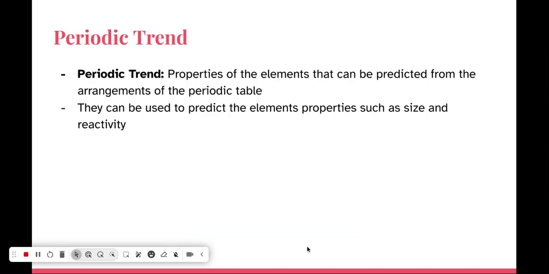Okay, so first we're going to be talking about periodic trend. The definition of periodic trend is properties of the elements that can be predicted from the arrangements of the periodic table. They can be used to predict the elements' properties such as size and reactivity.